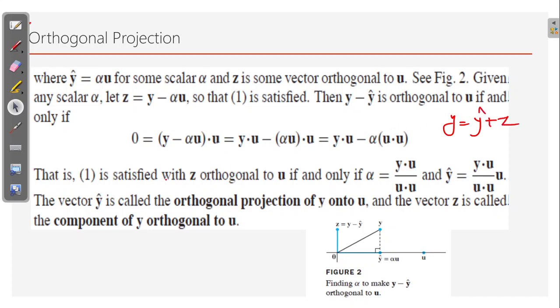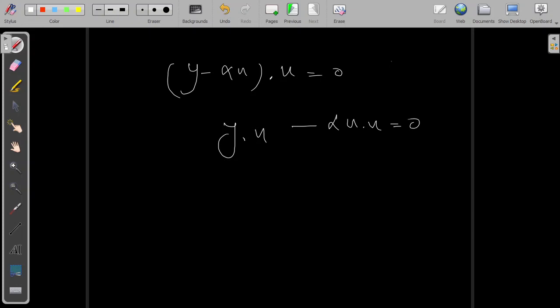So equation 1 is satisfied with z orthogonal to u if and only if alpha is equal to y dot u divided by u dot u. Alpha is a scalar number.